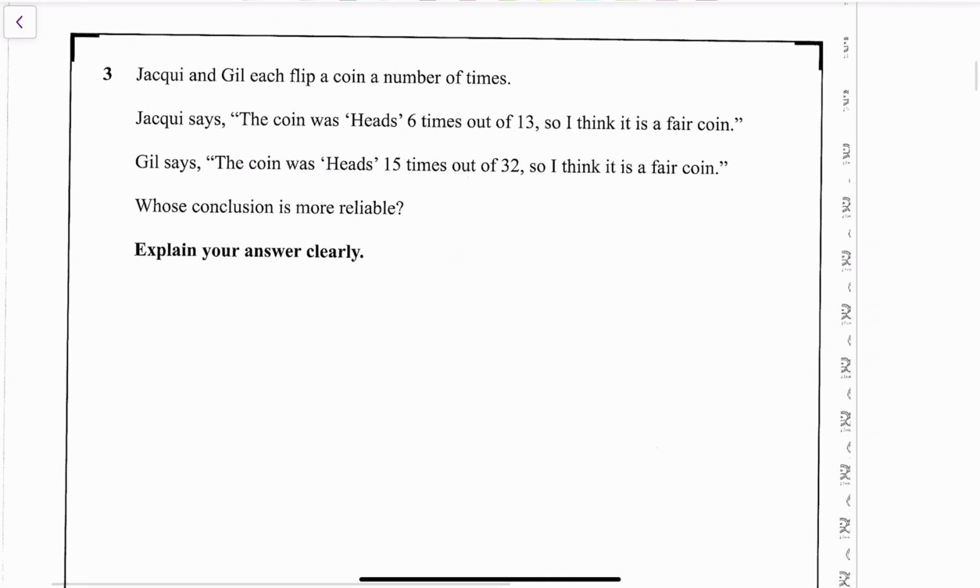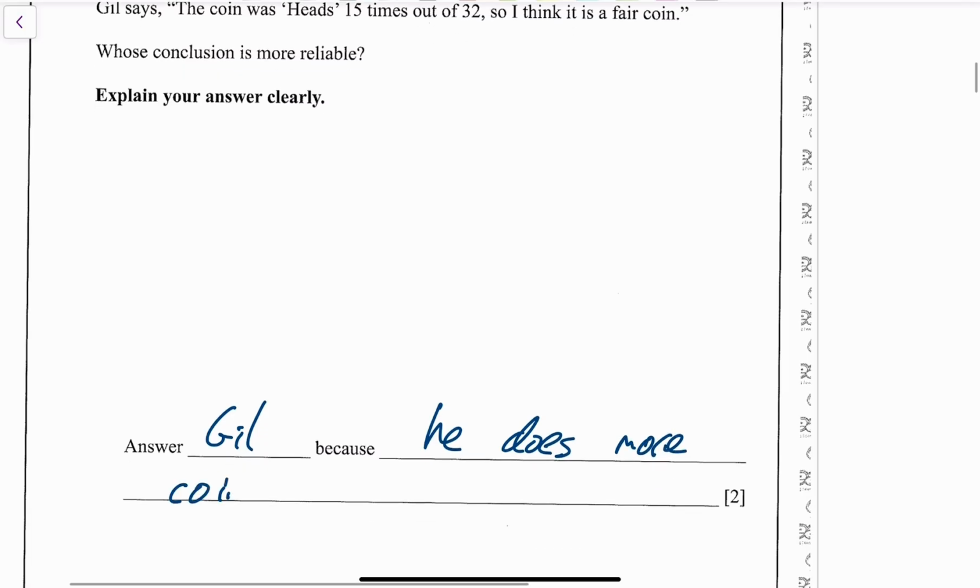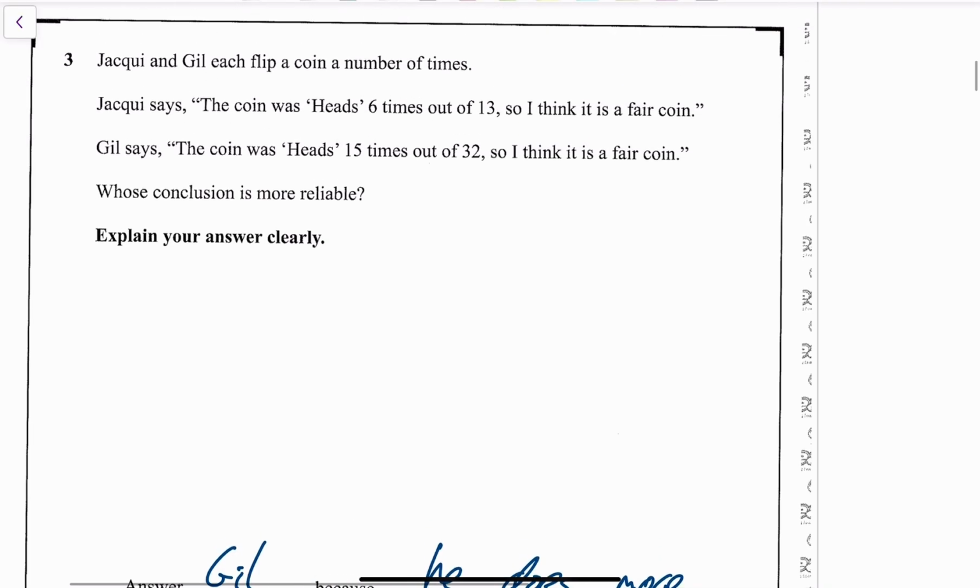Next one says, Jackie and Gil each flipped a coin a number of times. Jackie said the coin was heads 6 times out of 13. I think it's a fair coin. Gil says the coin was heads 15 times out of 32. I think it's a fair coin. So whose conclusion is more reliable? And your answer is just Gil, because he does more coin flips. So it's always going to be the one who has flipped the coin more times.